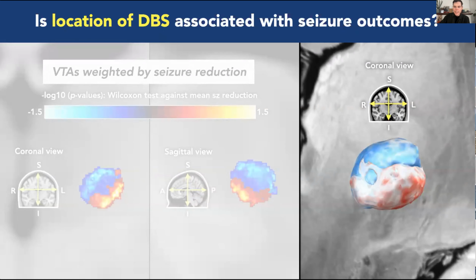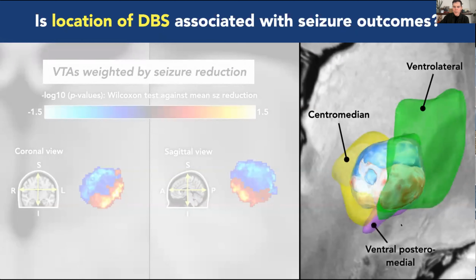Displaying the results in 3D, again in a coronal view, we can appreciate the relationship to nearby thalamic nuclei, with stimulation appearing to be most effective in the lateral portion of the centromedian nucleus, near where it borders the ventrolateral nucleus.